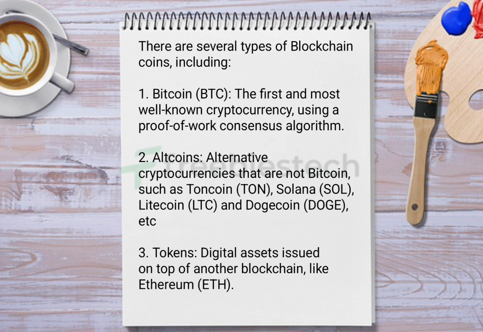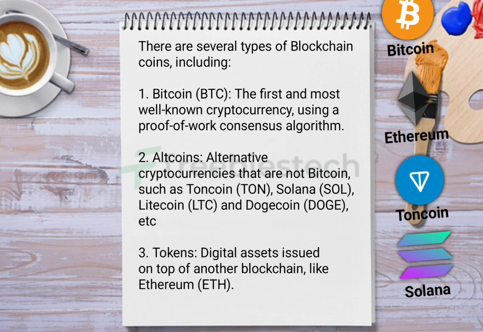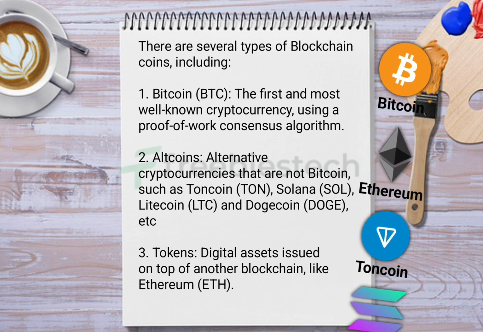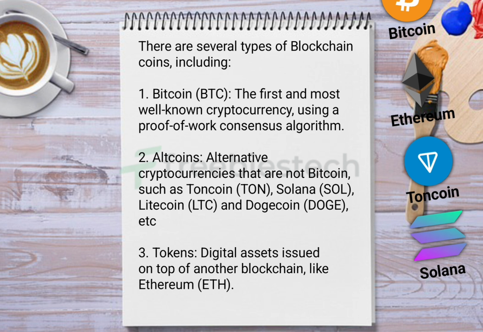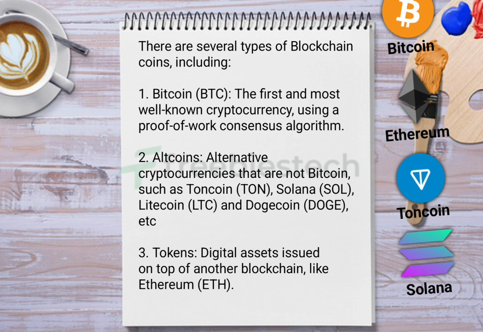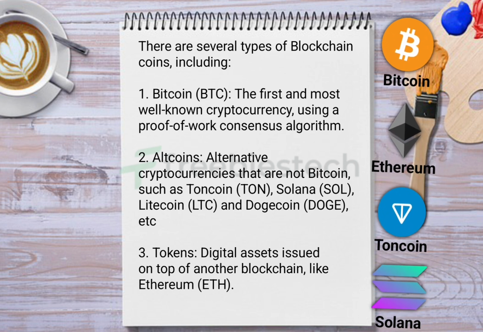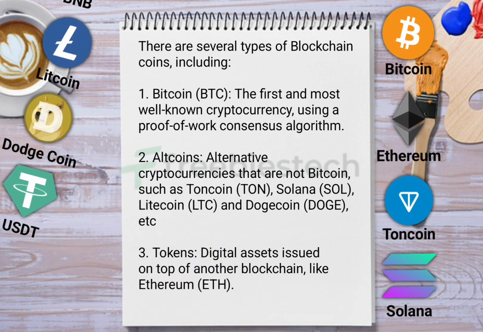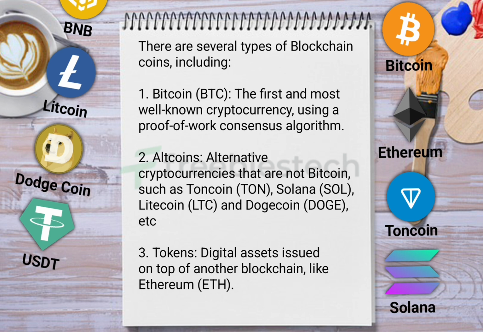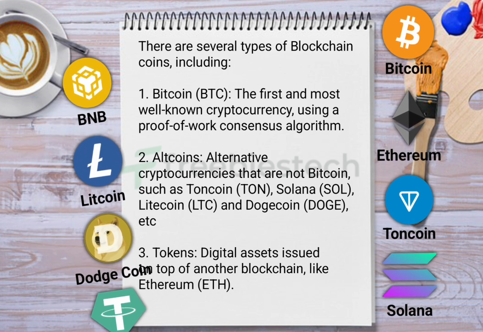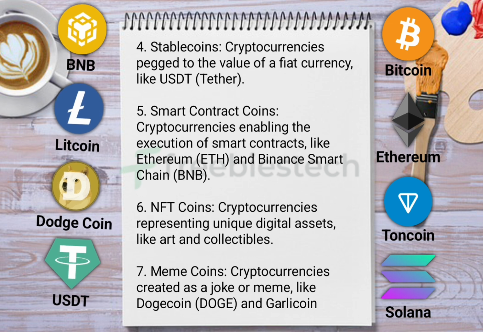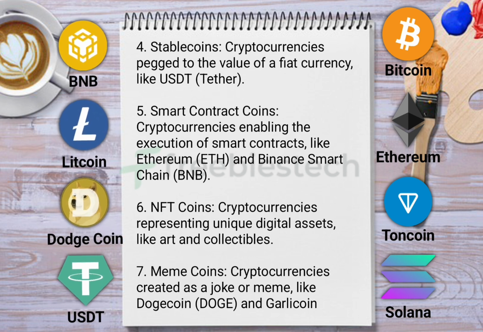There are several types of blockchain coins, including: 1. Bitcoin, the first and most well-known cryptocurrency, using a proof-of-work consensus algorithm. 2. Altcoins, alternative cryptocurrencies that are not Bitcoin, such as Toncoin, Solana, Litecoin and Dogecoin, etc. 3. Tokens, digital assets issued on top of another blockchain, like Ethereum. 4. Stablecoins, cryptocurrencies pegged to the value of a fiat currency, like USDT.